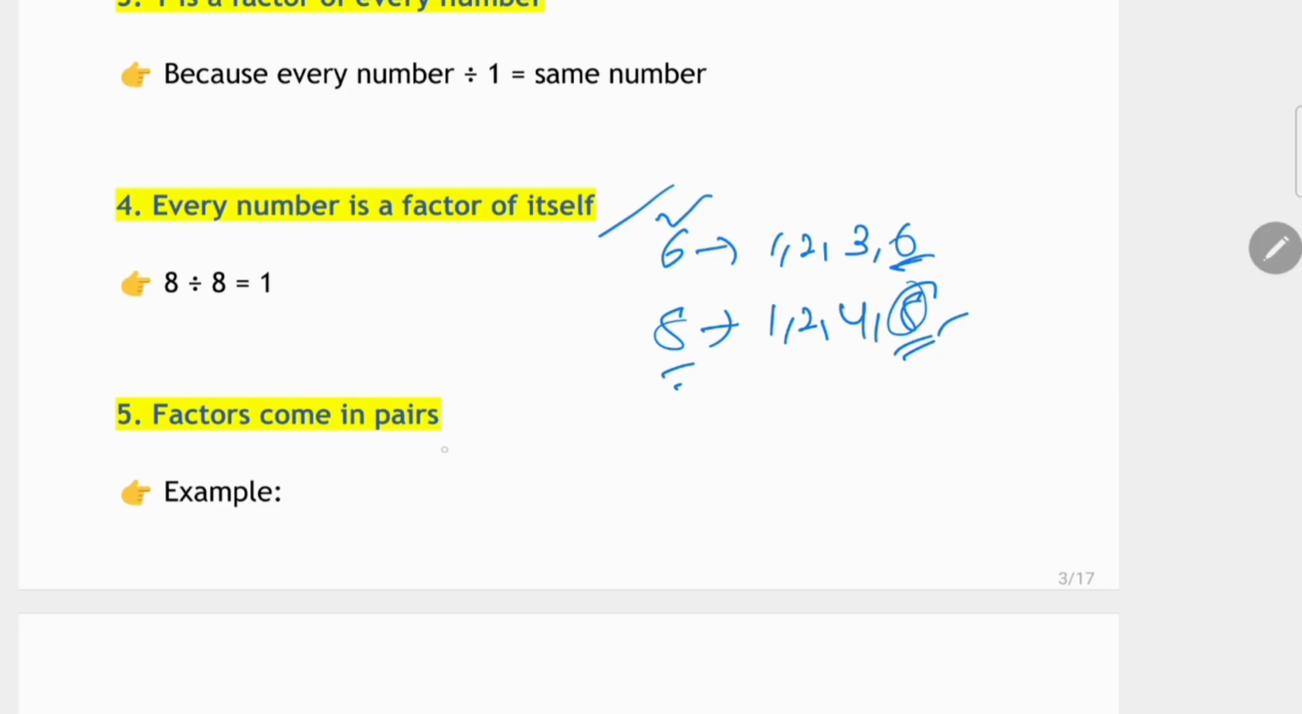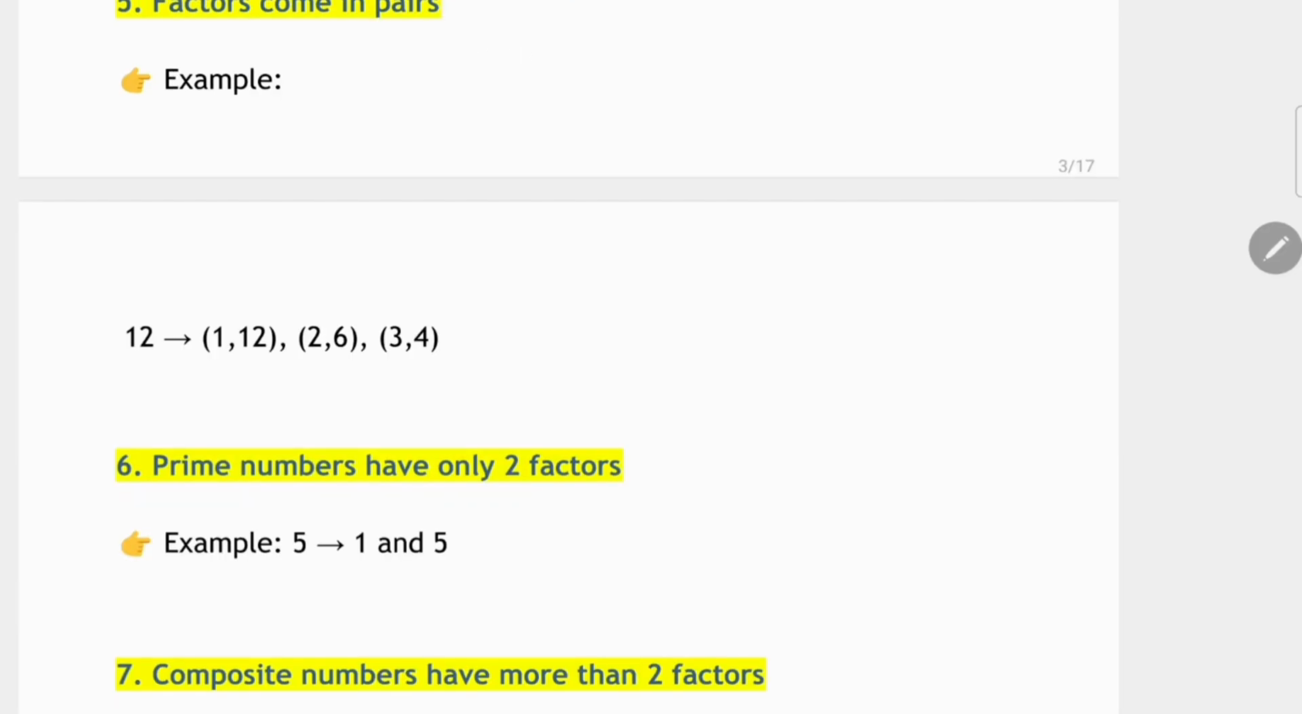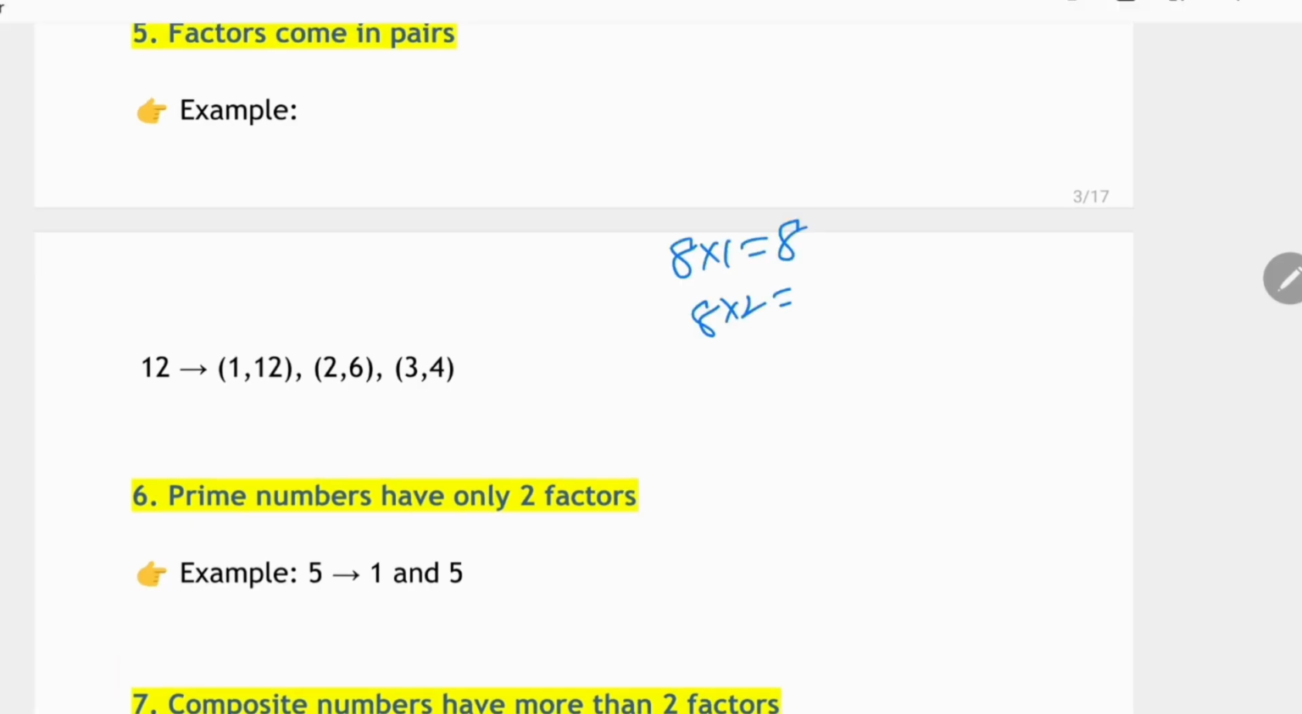And the next one, factors come in pairs. For example, the factors of 12: 1 into 12 is equal to 12. And 2 into 6 is equal to 12. As to this, 3 into 4 is also equal to 12. Therefore, factors come in pairs.